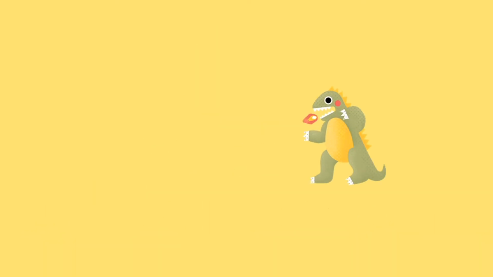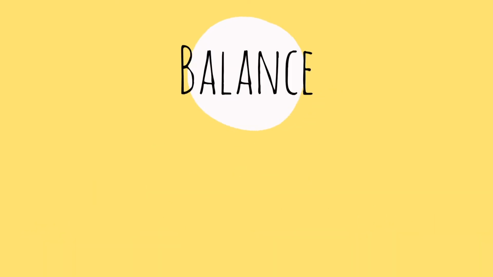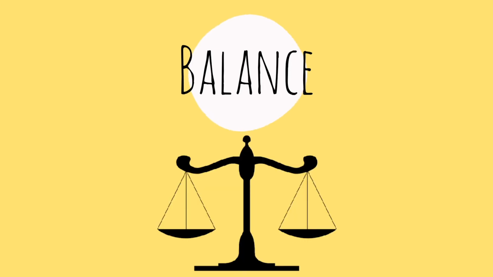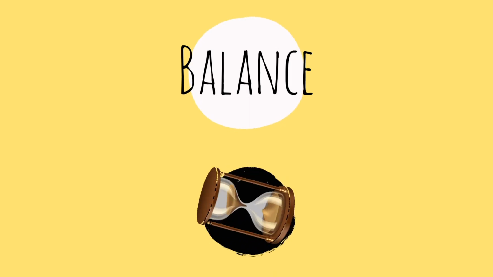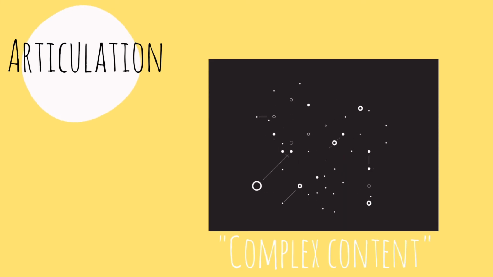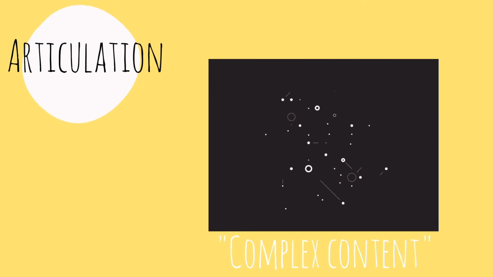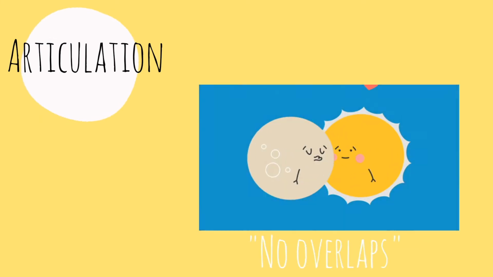Let's begin with letter B, balance. Content is fairly distributed in depth and breadth to avoid too much or too little of the content needed within the time allocation. A, Articulation. As the content complexity progresses, articulation will assure that there are no gaps or overlaps in the desired content.